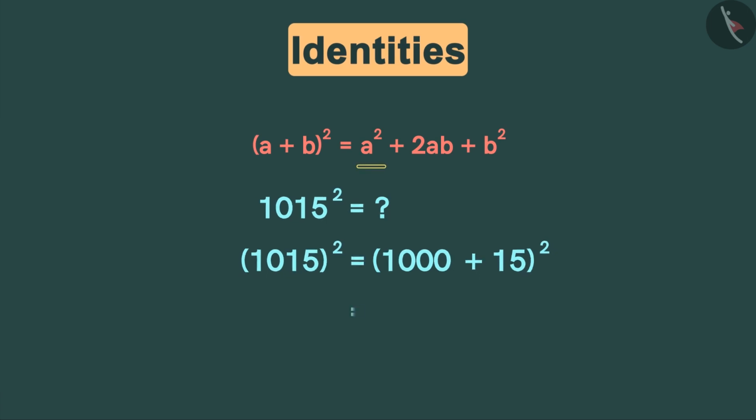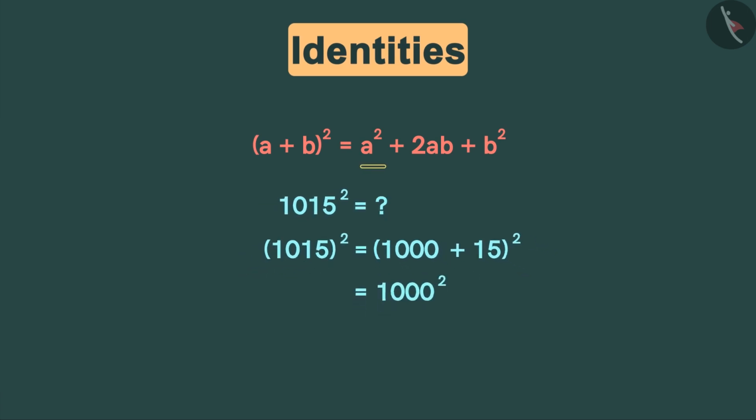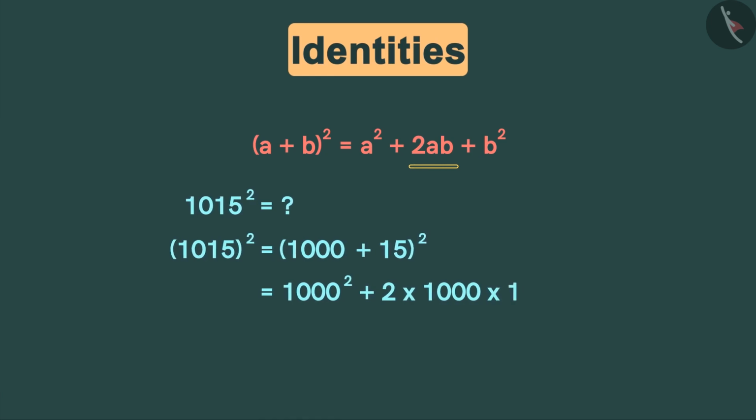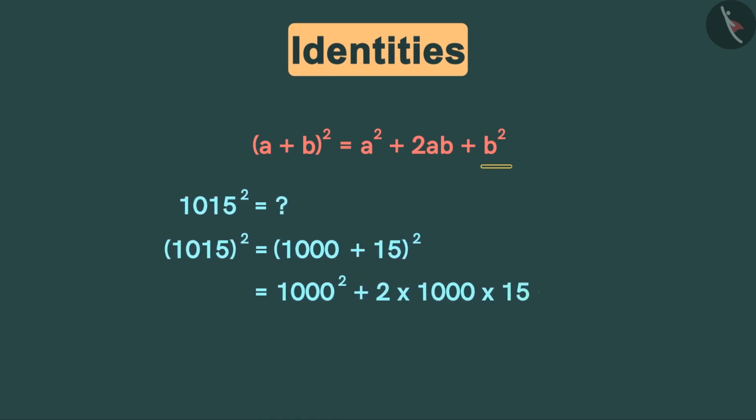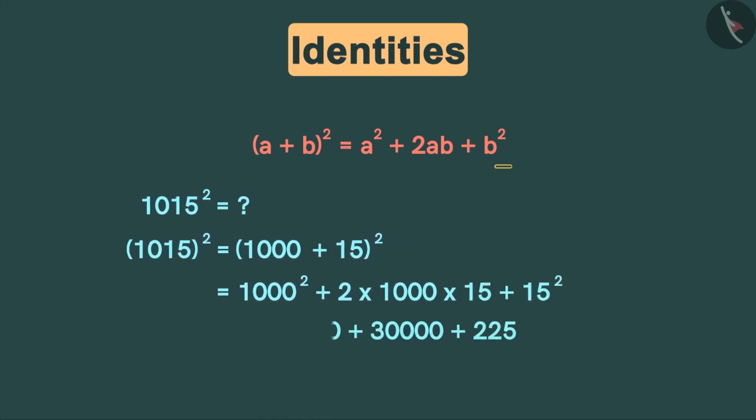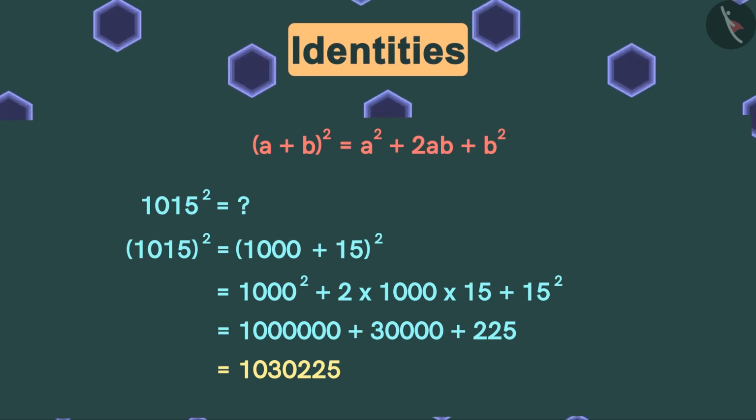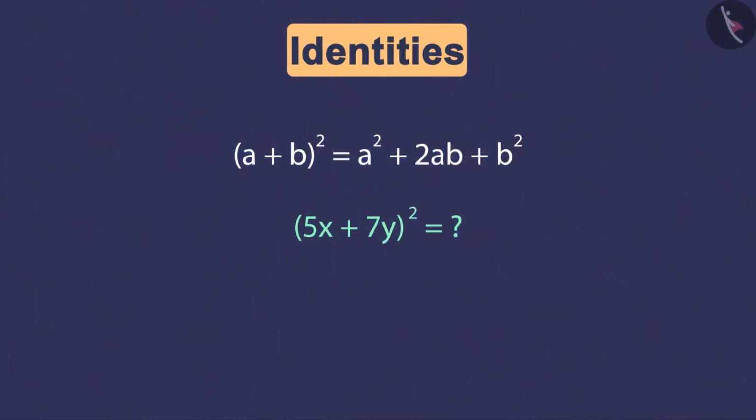So, a square will become 1000 square. In the same way, 2ab will be written like this and b square will be like this. After simplification, we will get this answer. So, we have seen that by applying this identity, one can easily find the square of any number. Let's move on to the next example.